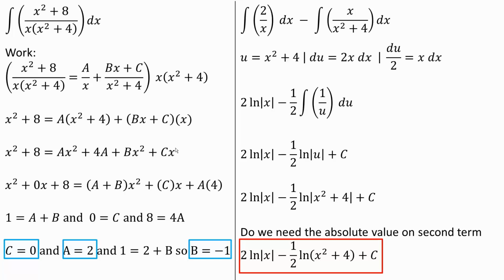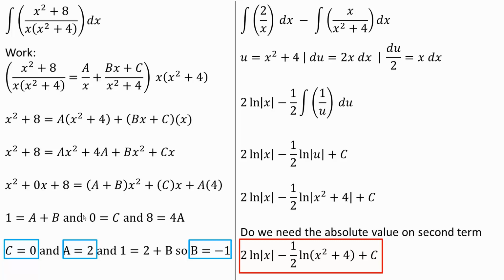And now we will group each term. So we have an x squared term, we have a 0x, and we have an 8, a constant. So we will say is equal to parentheses A plus B, close parentheses x squared. I group the x squared term, plus Cx plus 4A. And so we can say that 1 is equal to A plus B. This involves the x squared term, and 0 is equal to C, and 8 is equal to 4A.